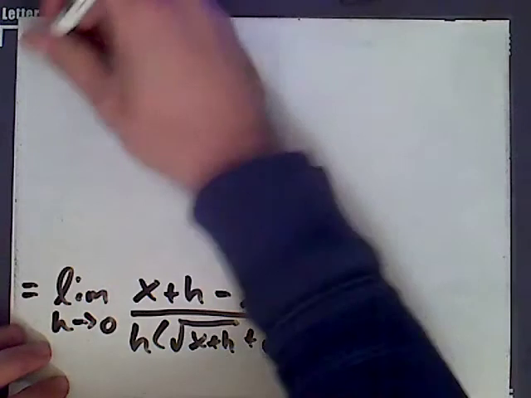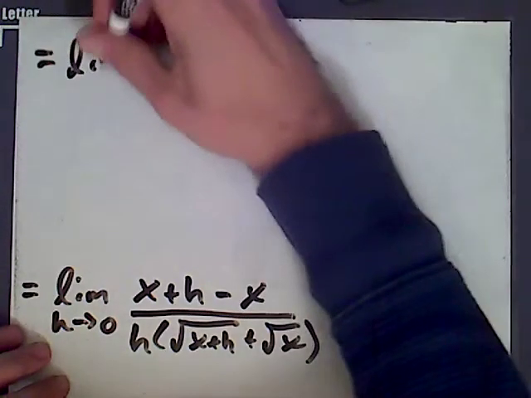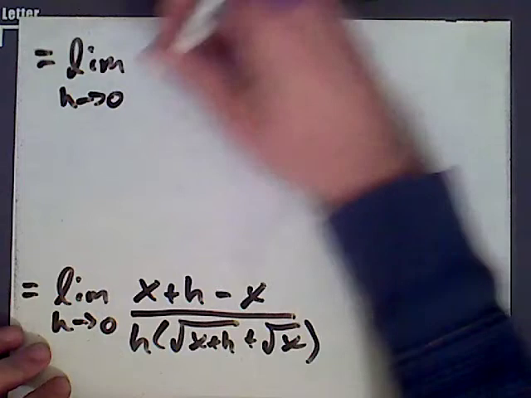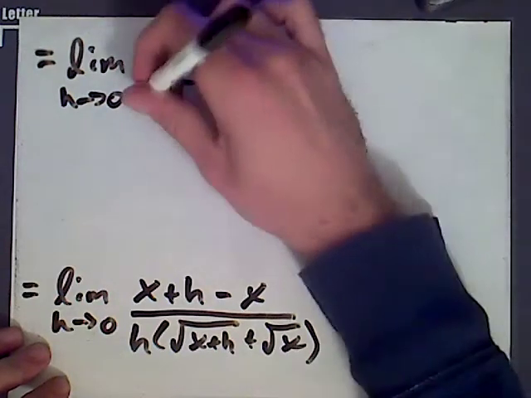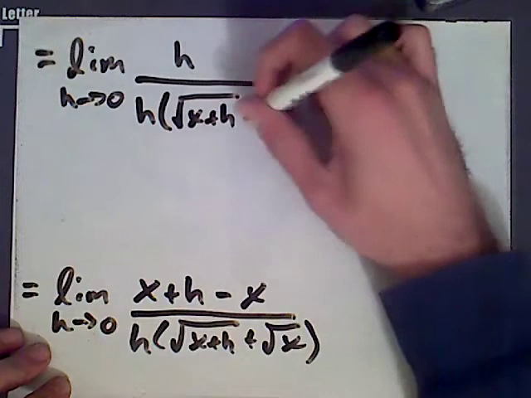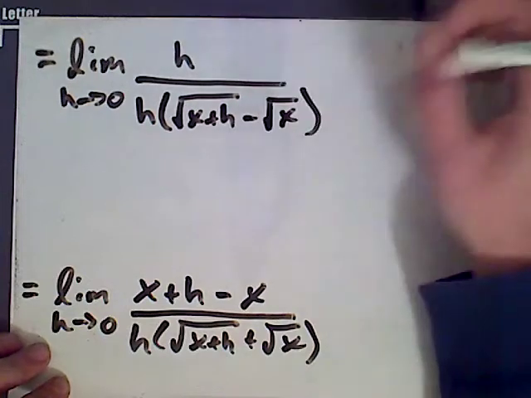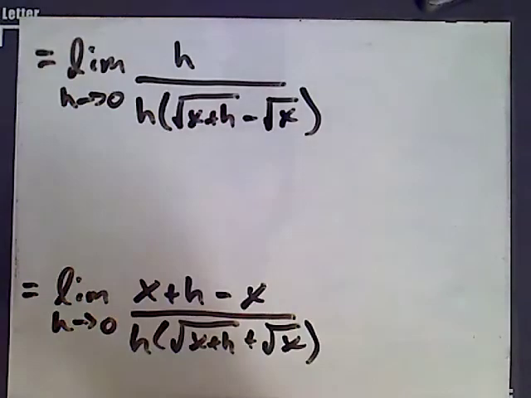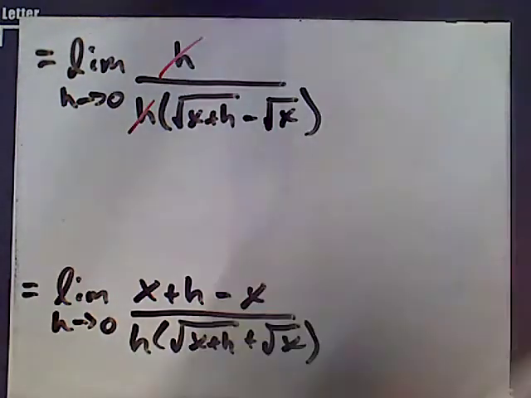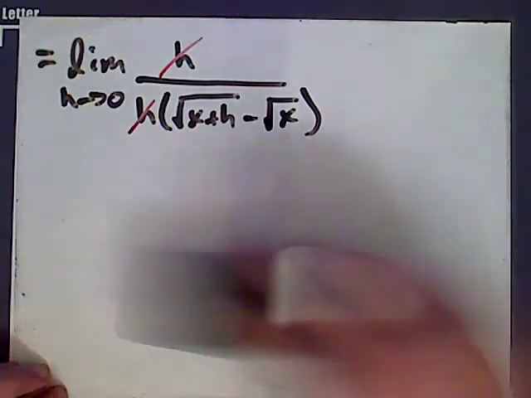And what we get is the limit as h goes to 0 of h divided by h times root x plus h plus root x. Okay, the h's cancel, which is what we want. And let me erase what's below. We don't need it anymore.